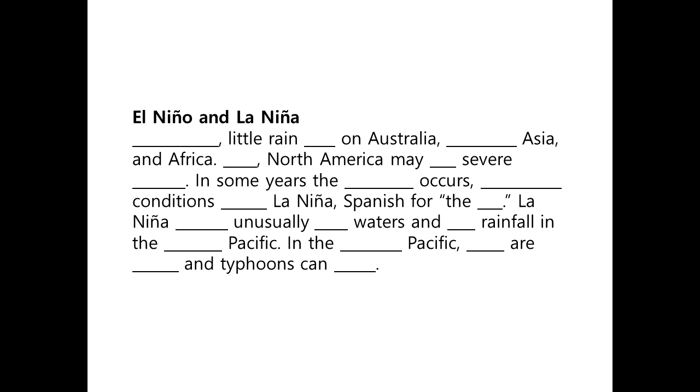Also, North America may see severe storms. In some years, the opposite occurs, producing conditions called La Niña, Spanish for the girl. La Niña causes unusually cool waters and low rainfall in the eastern Pacific. In the western Pacific, rains are heavy and typhoons can occur.